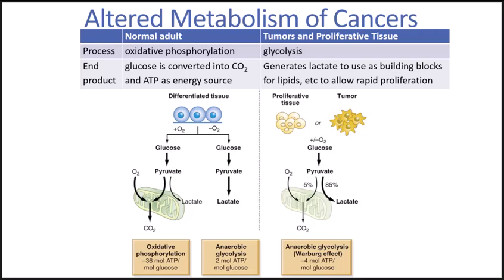So what this tells us is that the tumors and other proliferative tissue, but tumors of interest today, require glucose in order to produce energy, but they don't require oxygen. But what's interesting is that even when oxygen is present, the tumor prefers to use anaerobic glycolysis.